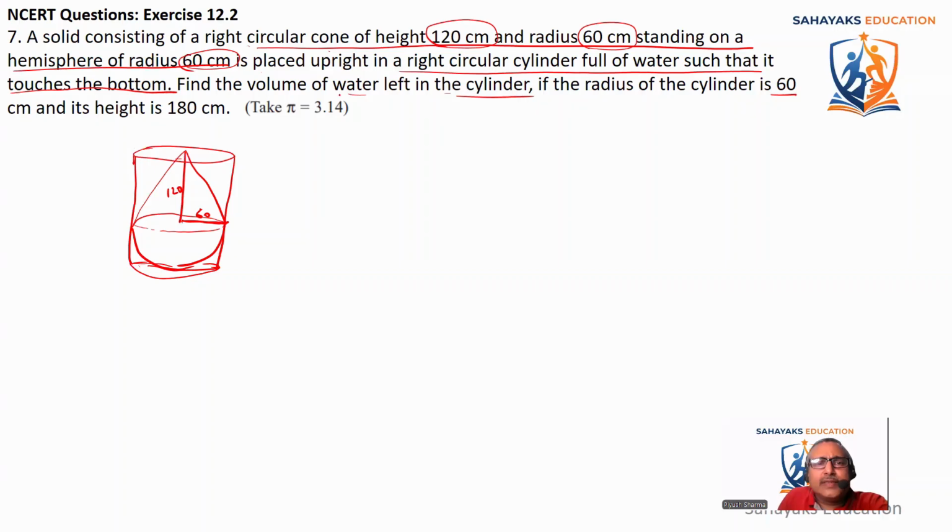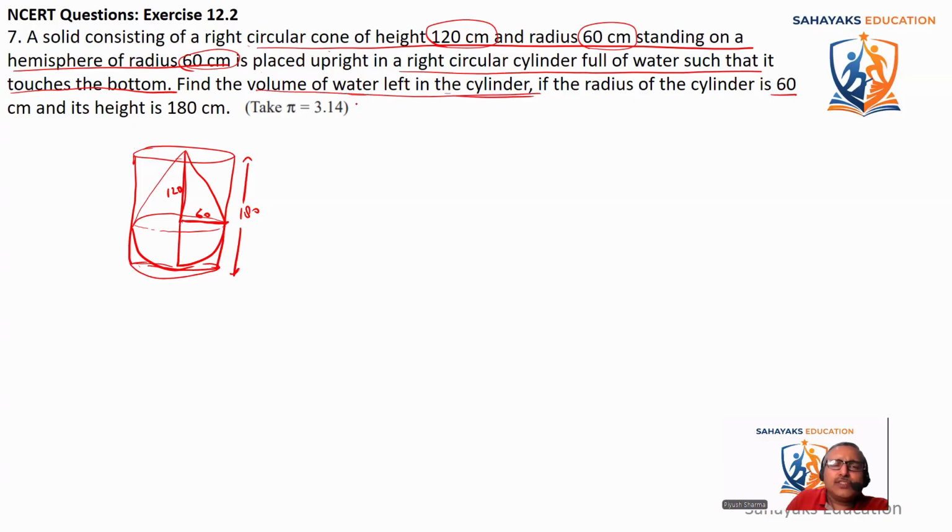Now we have everything. What is the height? The radius of the cylinder is 60 centimeter and its height is 180 centimeter. So it is 120 is this and this is 60. So this height is 180 centimeter. Take pi is equal to 3.14. So what do you have to find? Find the volume of the water left in the cylinder.